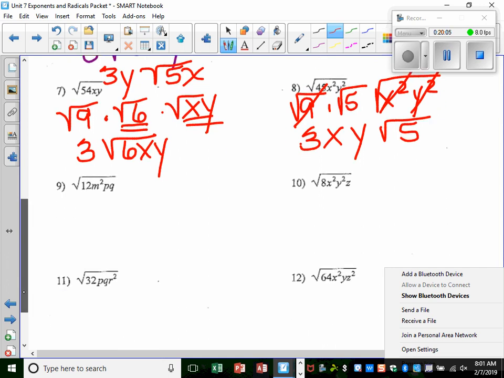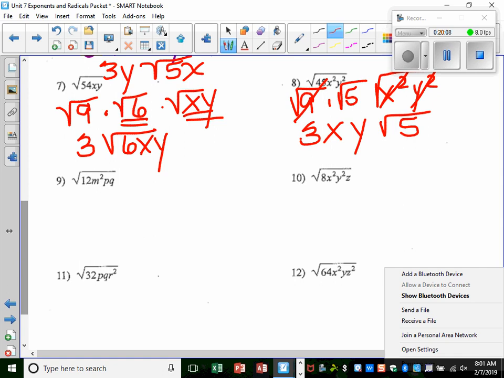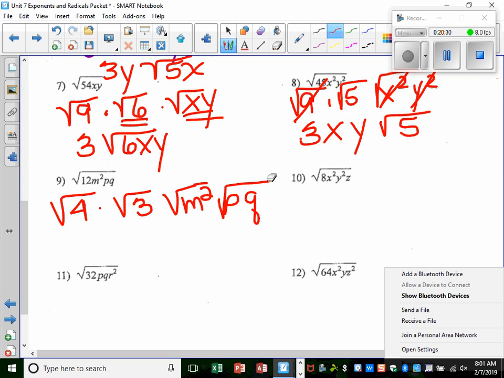All right, let's do number 9. Another easy number. What times what gives you 12? That's a perfect square. 4 and 3. Yeah, we don't want to use 6 and 2 because that's not perfect, right? So 4 and 3. And then we have m squared is perfect, but the p and q will not be. All right, so what's the square root of 4? 2, that's gone. Square root of m squared? M. Everything else stays under the radical sign.